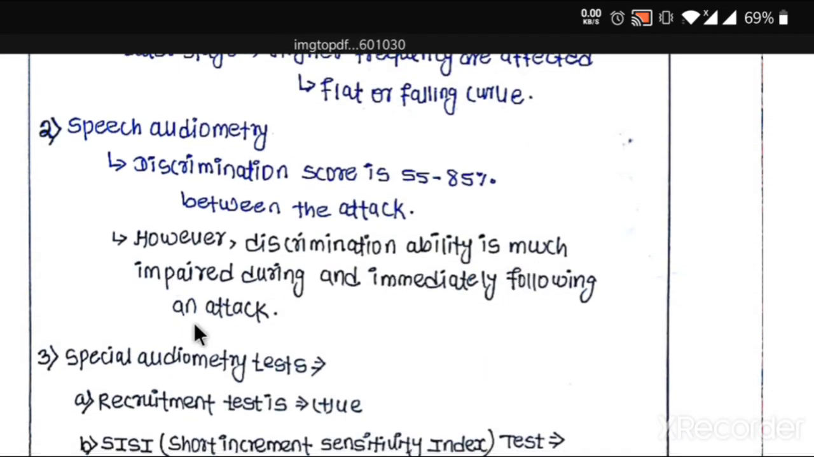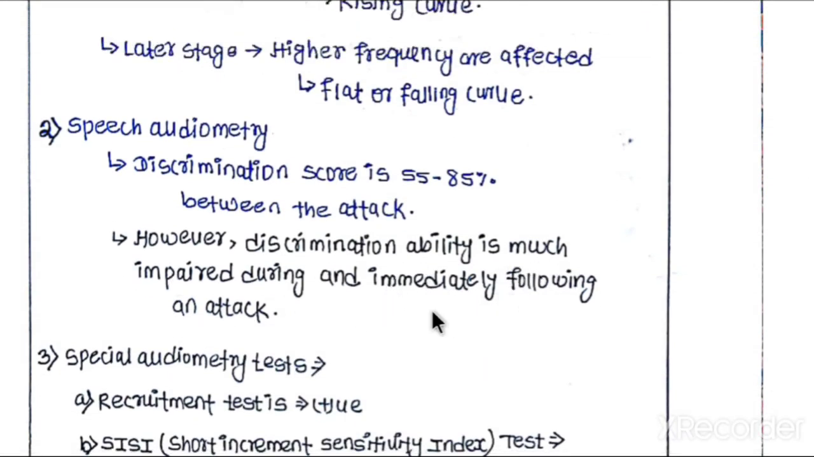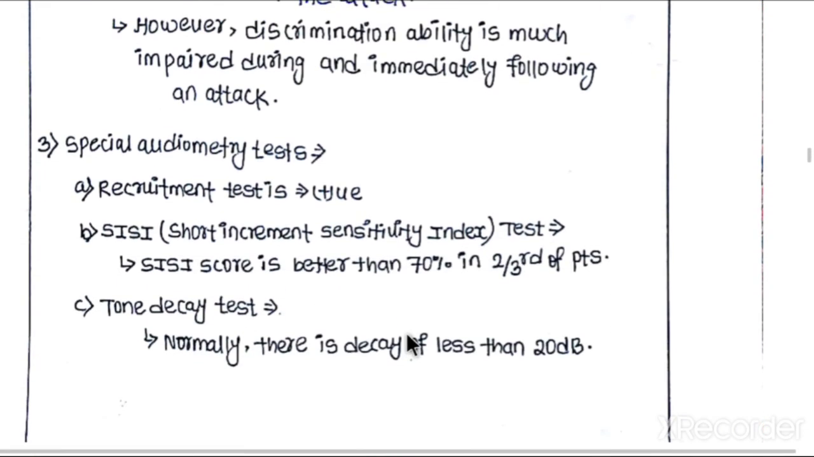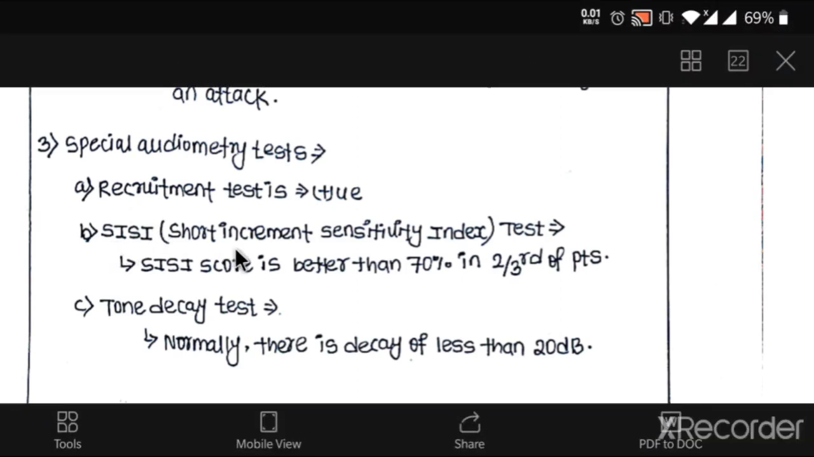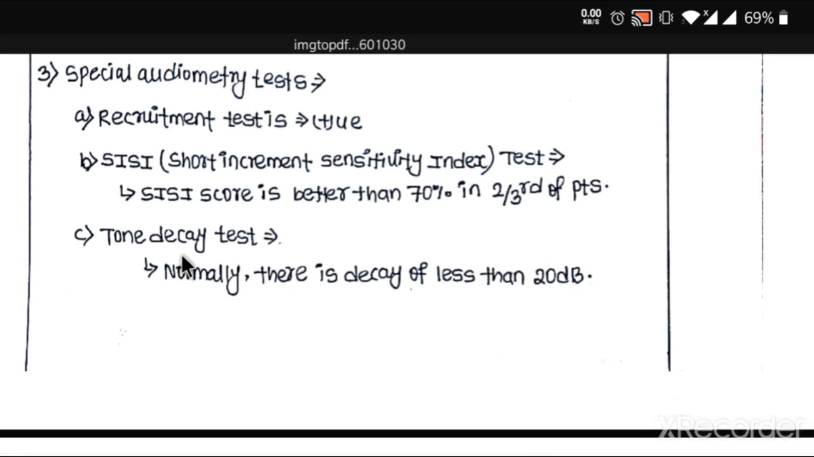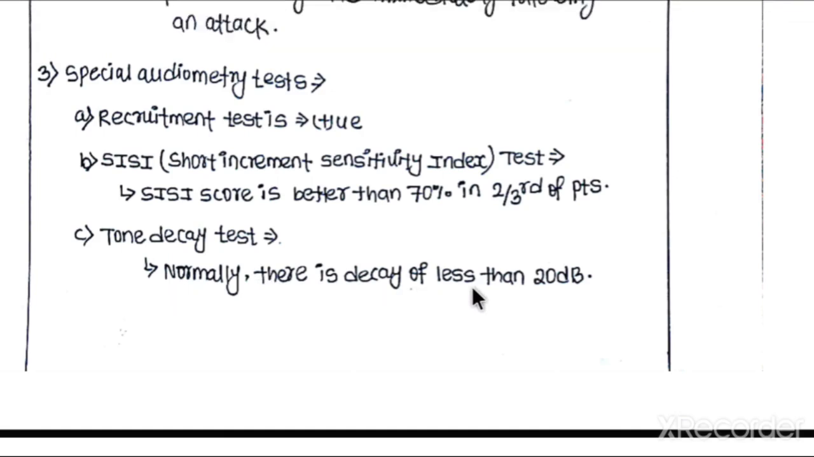immediately following an attack. Special audiometry tests: recruitment test is positive, and in the short increment sensitivity index test, the SISI score is better than 70% in 2/3 of patients. Tone decay test, normally there is decay of less than 20 dB.